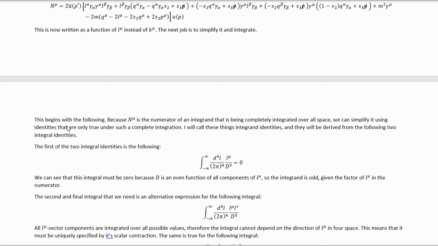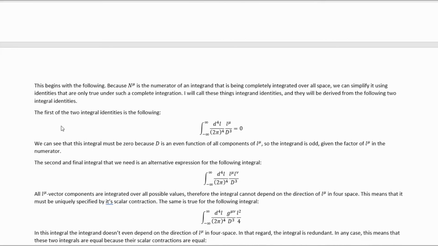This simplification and eventual integration begins with the following. Because n mu is the numerator of an integrand that is being completely integrated over all space, we can simplify it using identities that are only true under such a complete integration. I will call these things integrand identities, and they will be derived from the following two integral identities. The first of the two integral identities is this one. We can see that this integral must be 0 because d is an even function of all components of L mu, so the integrand is odd given the factor of L mu in the numerator.